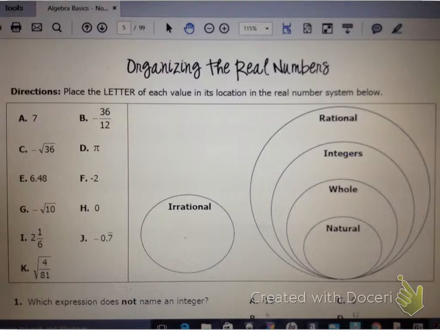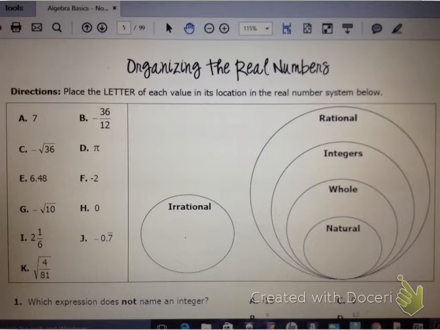Another way of doing this is looking at where they fall in your rational, integer, whole, natural. So you notice that a natural is the smallest group down here. Well, whole includes natural and what's outside of that. Then integers includes all the whole numbers and a little bit more. And the rational numbers include the integers, the whole numbers, and the naturals, and a little bit more. But the irrational are over here on the side.